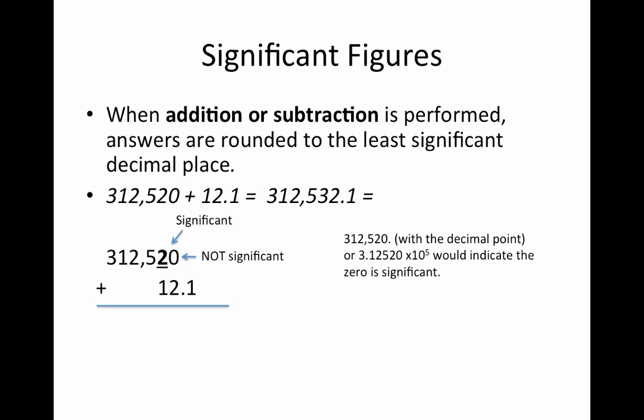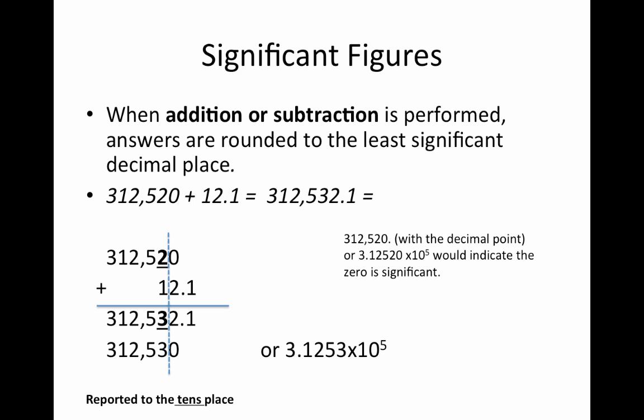So in the 312,520, that value is only significant to the tens place. So then when I do the operation and add it together, my final answer can only be reported as being significant to the tens place as well. I see once again that if I have that 0 at the end, it's going to be best to express the answer probably in scientific notation.